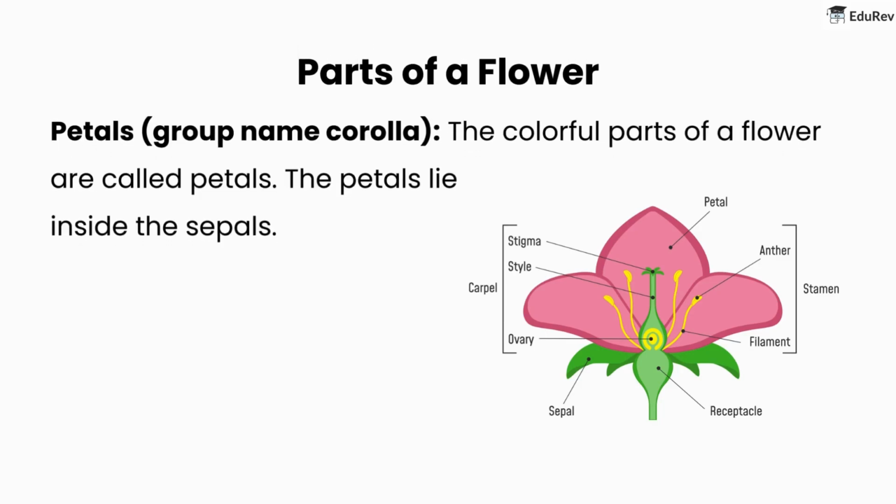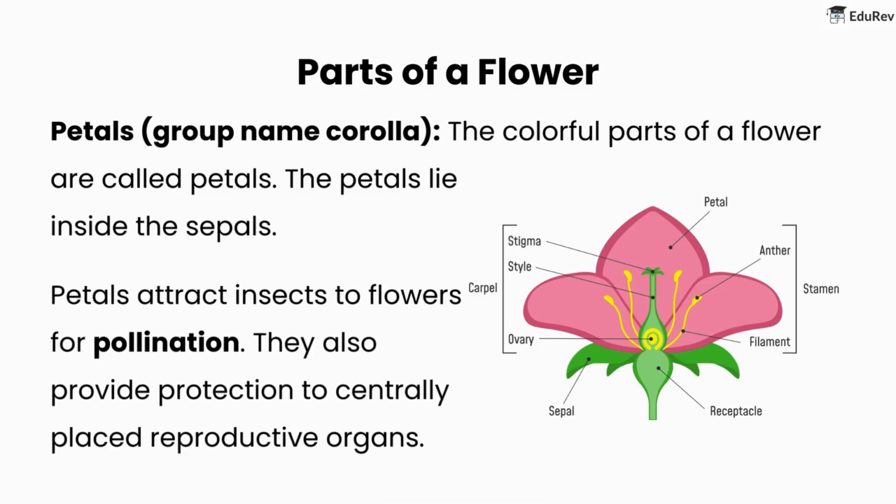Petals, group name corolla. The colorful parts of a flower are called petals. The petals lie inside the sepals. Petals attract insects to flowers for pollination. They also provide protection to centrally placed reproductive organs.